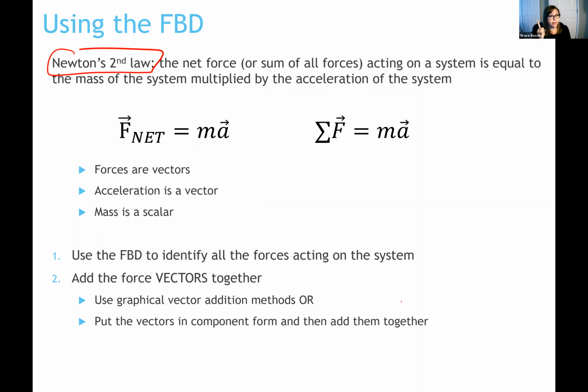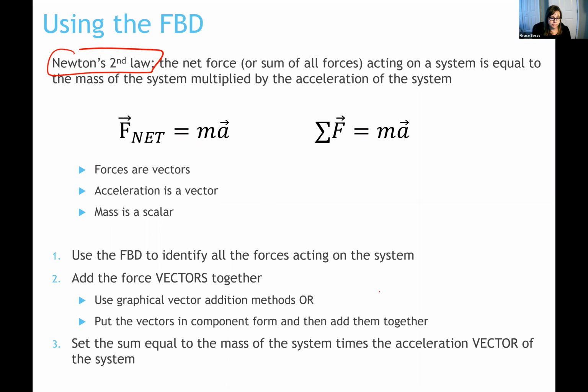And we're going to do so very carefully using all of the rules of vector math that we've learned so far, making sure that we either use graphical vector addition, where we add them up tip to tail and find the resultant, or you can put them in component form and then just add them up using their components. Whatever way is your favorite or the fastest for your job, choose that. Just make sure you're not violating any rules of vector math. And then you just set that sum equal to mass times acceleration vector, and you can solve for whatever unknown thing is happening in this problem.